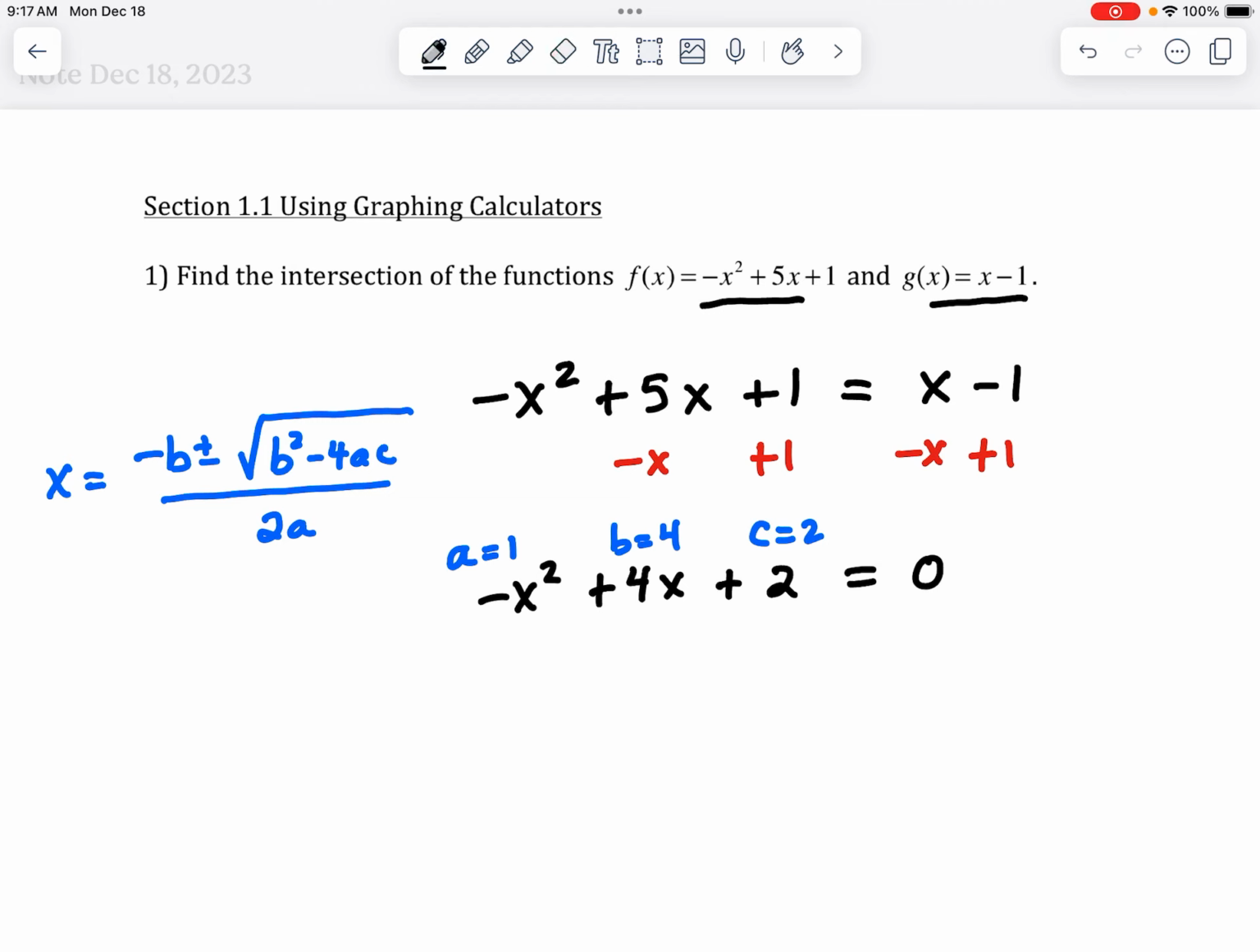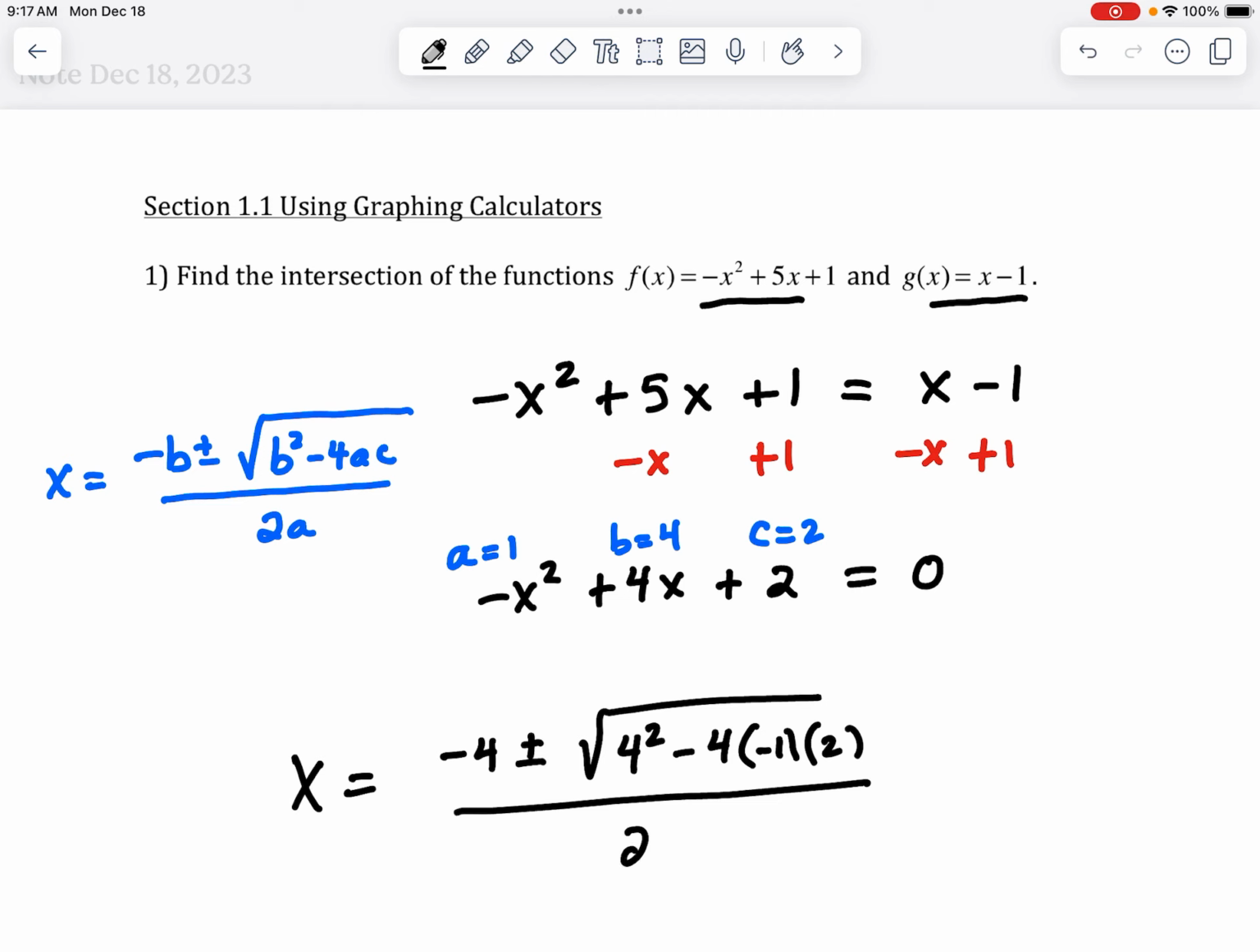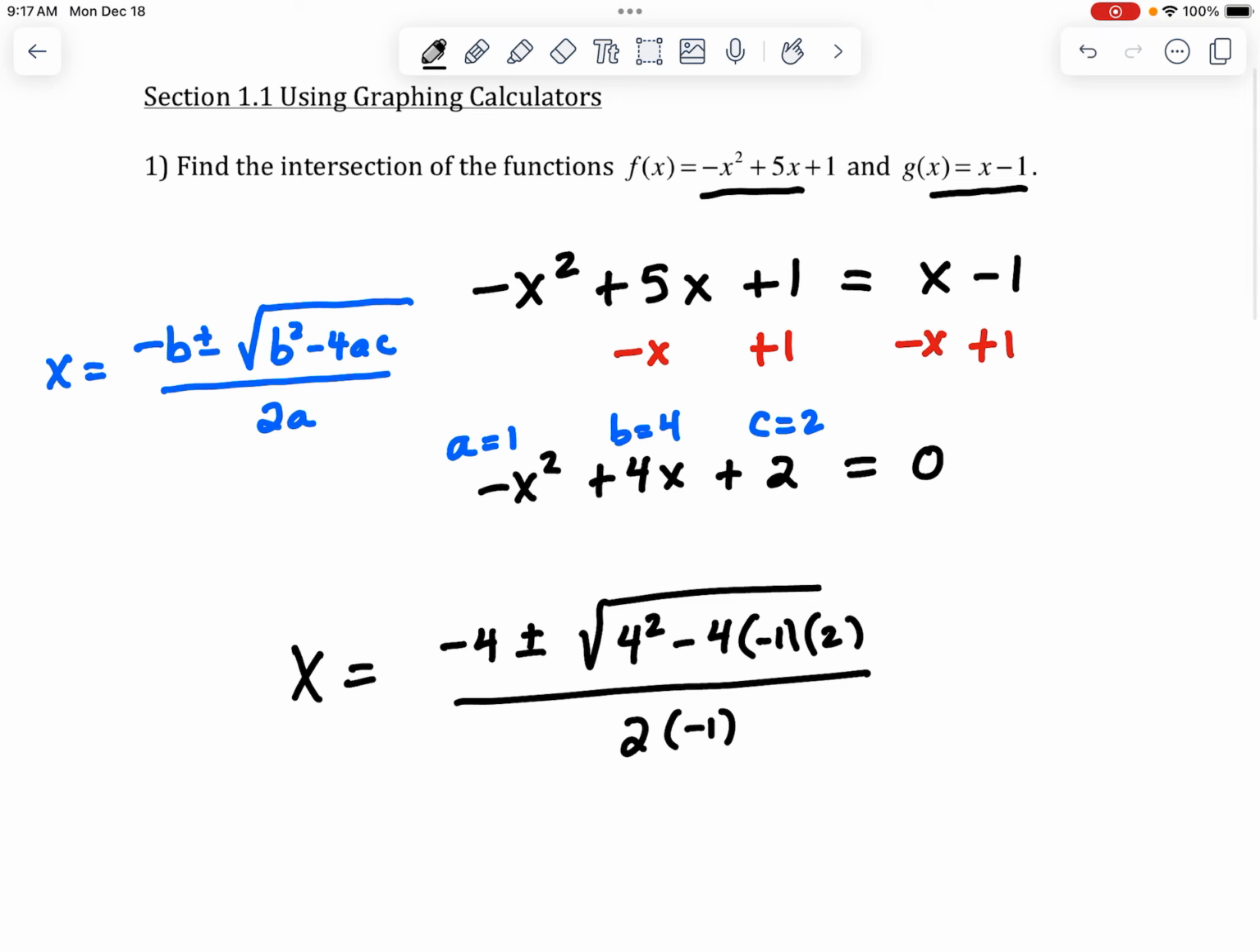Okay, so the quadratic formula is going to look like x equals negative b, so that's negative 4, plus or minus the square root, b gets squared, minus 4 times a, which is negative 1, times c, which is 2. And the whole thing is divided by 2a, or 2 times negative 1. It's important that you make this fraction bar go all the way across, because it's one big fraction. And at this point, I'm going to use the calculator.